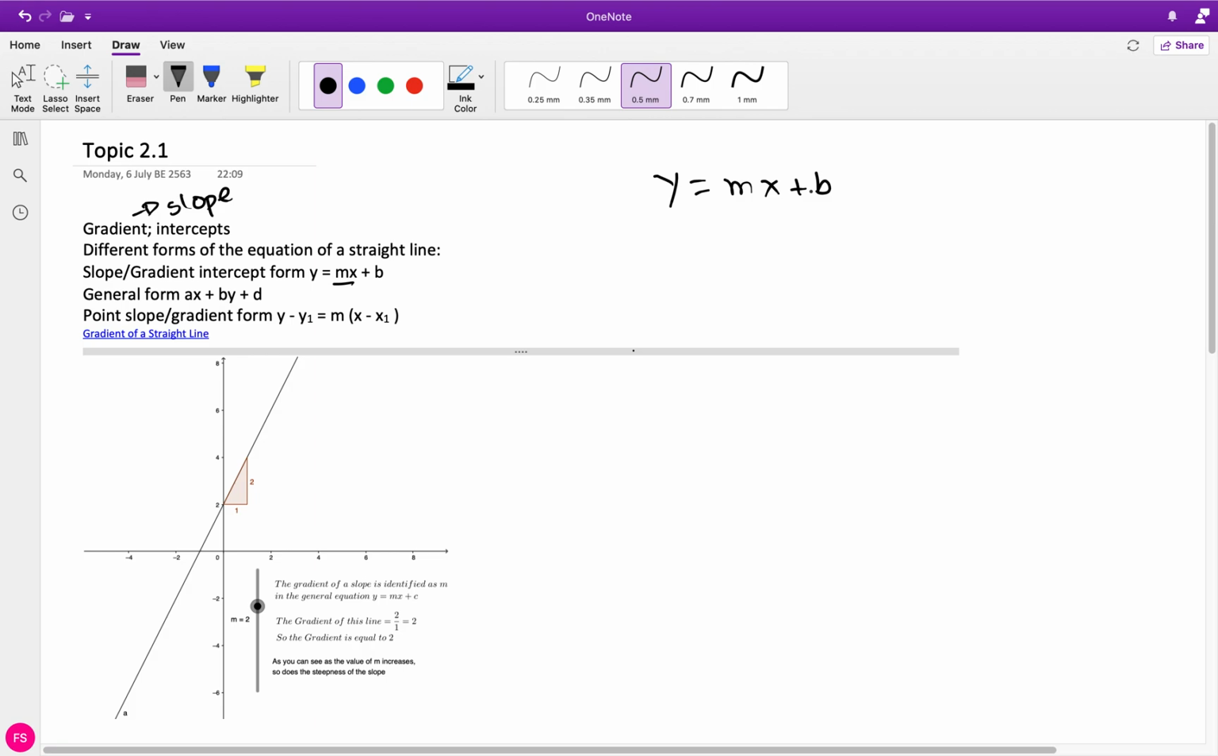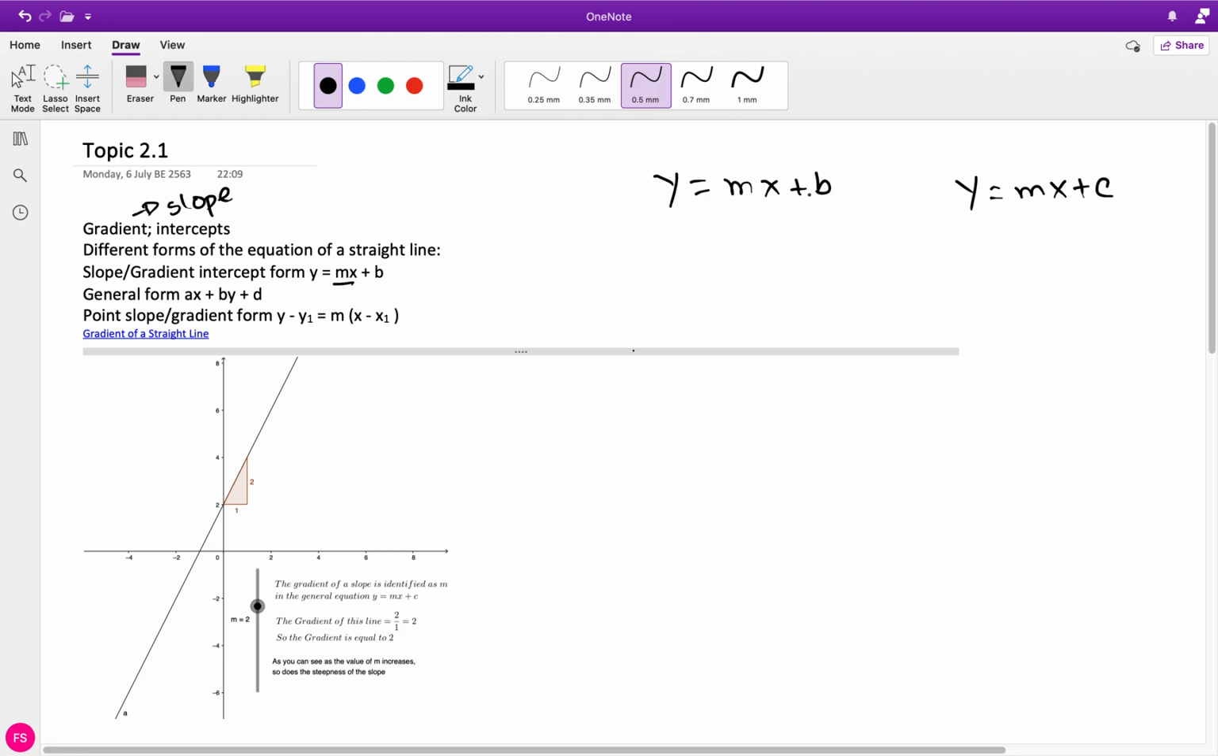Now you can also use c as well. It doesn't really matter. It's the same thing. Some people use mx plus c, some people use mx plus b. I'm going to use this, but it doesn't matter. We already know how to find the m, but what about the b? What is this? Or the c? This is called the y-intercept.